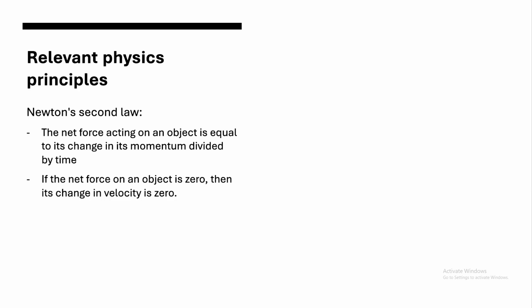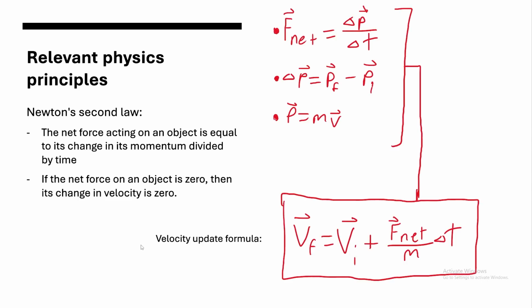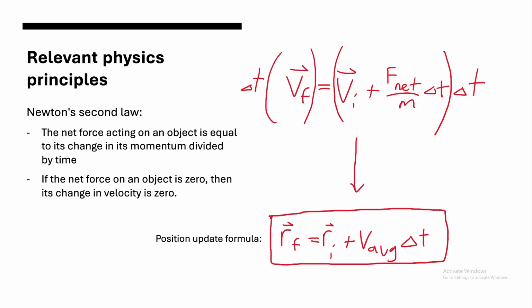So before we go into the data, let's define some of these principles, starting with Newton's second law. This law states that the net force acting on an object is equal to its change in momentum divided by a certain time period. Using this law, we can derive an equation known as the velocity update formula shown here, and then we can use that equation to derive the position update formula, which is shown here. These equations can be used to predict the motion and position of a given object after a certain time period.